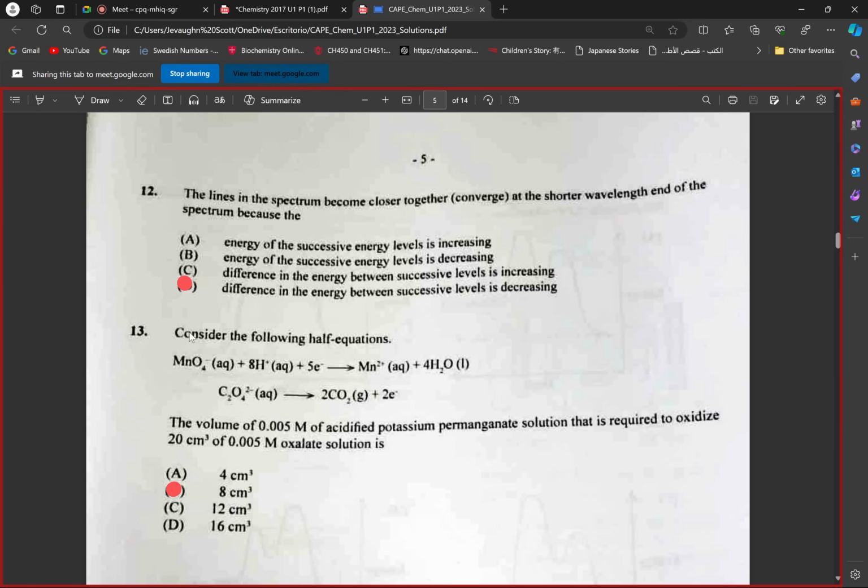For number 13, we're looking at this equation here. The volume of 0.005 molar acidified potassium permanganate solution that is required to oxidize 20 cubic centimeters of 0.0025 moles of oxalate solution is? I hope you guys notice this. It looks like a similar equation that they asked us to balance in the past, but instead of balancing, now they're asking us to find the volume required to neutralize. So what you need to do is combine the equations and then use mole ratios.